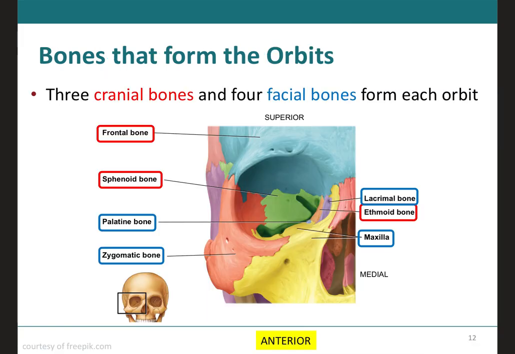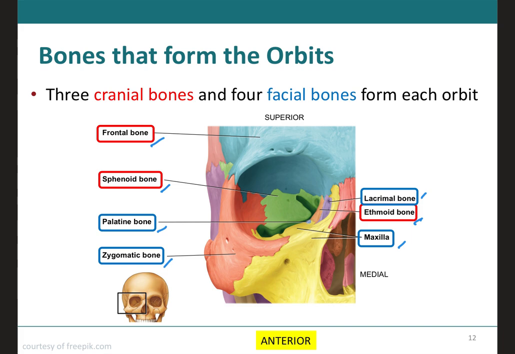Now, throughout the lecture, we have been talking a lot about the bones that form the orbit, but here we're going to focus solely on this concept. There are 7 bones that form the orbit. 3 of them are cranial bones and 4 of them are facial bones. The 3 cranial bones are the frontal bone, the sphenoid, and the ethmoid bone. And the 4 facial bones are the lacrimal, the maxilla, the palatine, and the zygomatic bone.